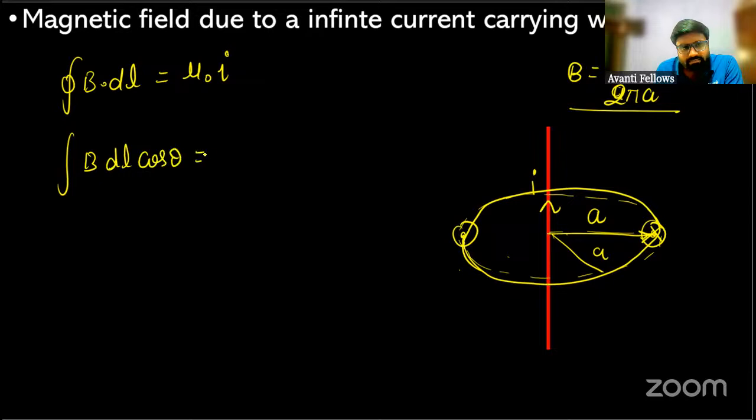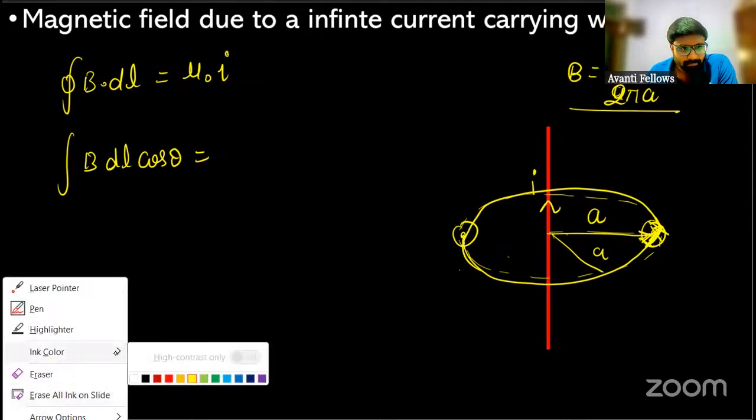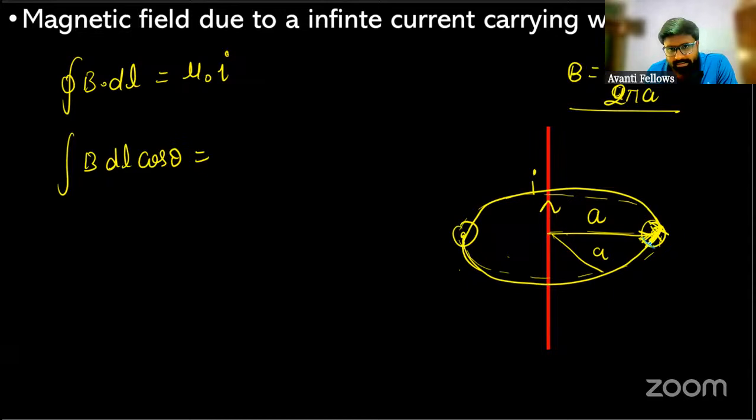Now, what is the angle between the dl vector and the B vector? I have told you, always consider the dl vector in the direction of the magnetic field or in the opposite direction of the magnetic field. So here what we will do, in whichever direction the magnetic field is forming, consider the dl vector in the same direction. So here I had considered dl, let me change the color here. Here I considered the dl vector. So this is the direction of the dl vector, and the same direction is for the B vector, tangential, both at this point.